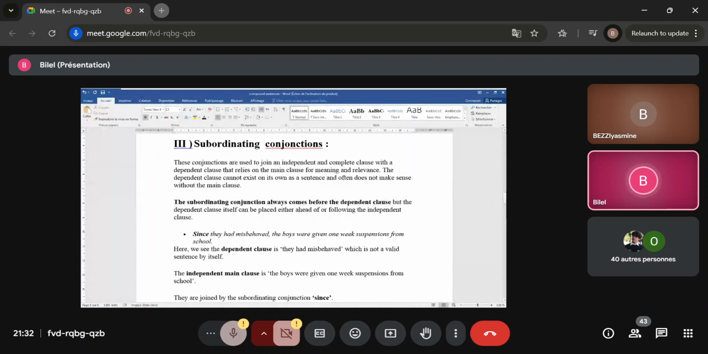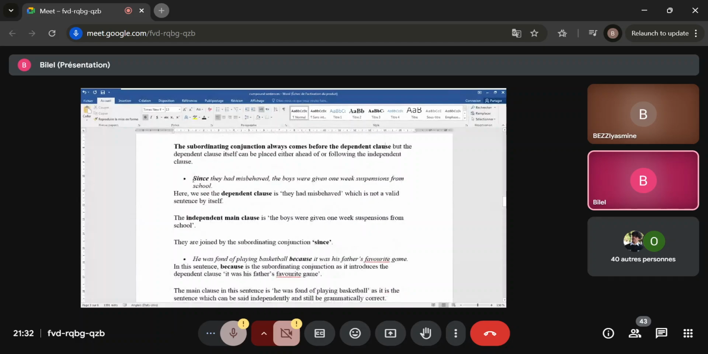We have this example. As I said, the subordinating conjunction always comes before the dependent clause. If I ask you what is the dependent clause between this one and this one, you can tell me the dependent clause is this one. Why? Because since is at the beginning of the sentence. The subordinating conjunction always comes before the dependent clause. This one is the independent clause.